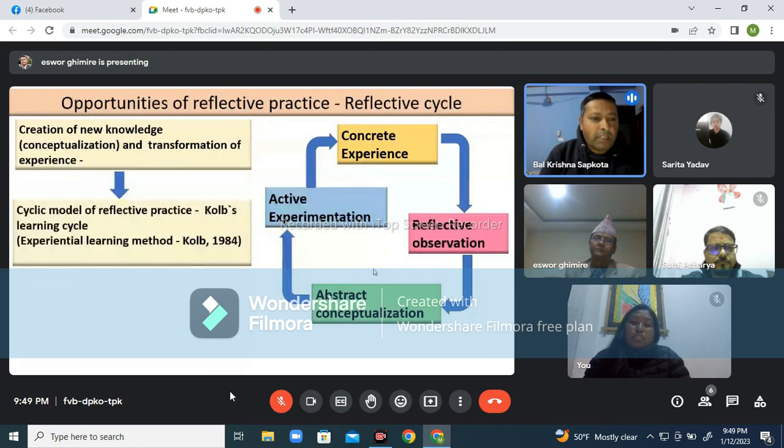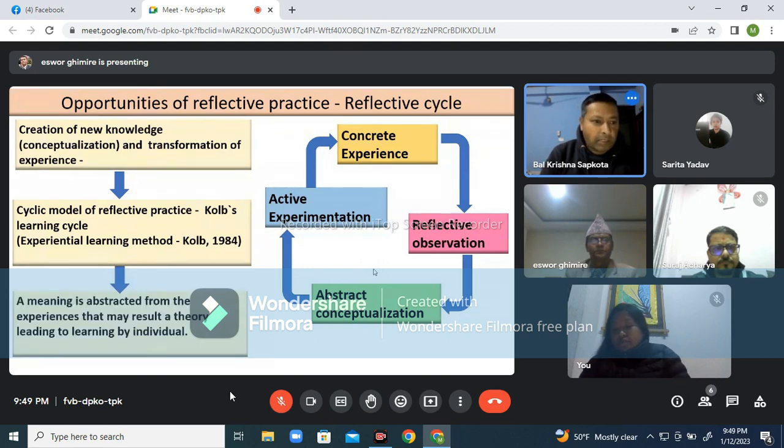And what are the other opportunities regarding reflective practice? Of course, it helps in the creation of new knowledge. It helps in the conceptualization of the new knowledge, and it also supports the transformation of experience. So experiential learning is possible because of reflective practice. And it is a cyclic model of reflective practice, the Kolb's learning cycle, experiential learning method.